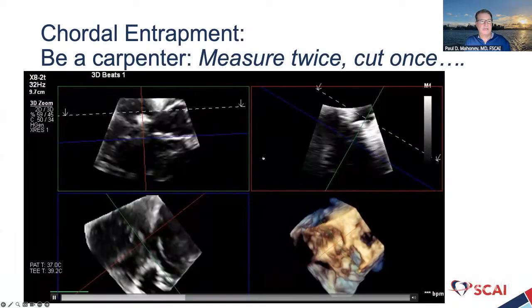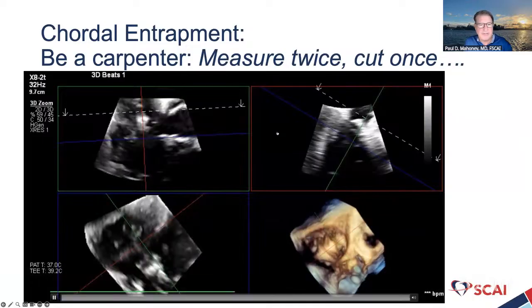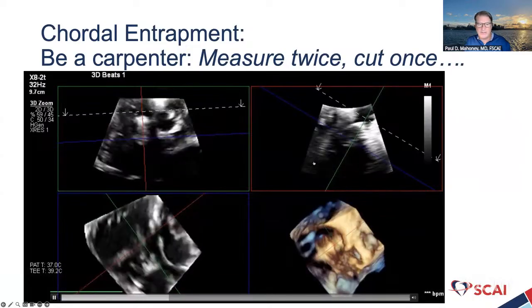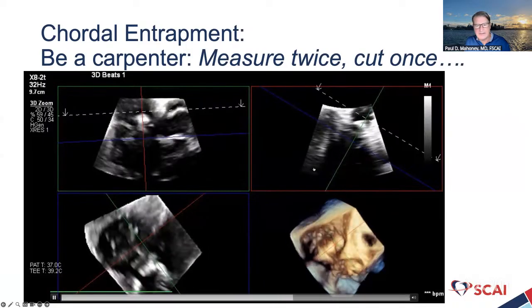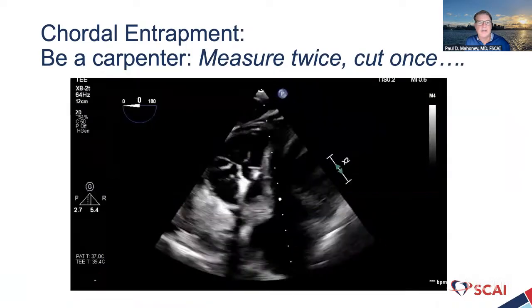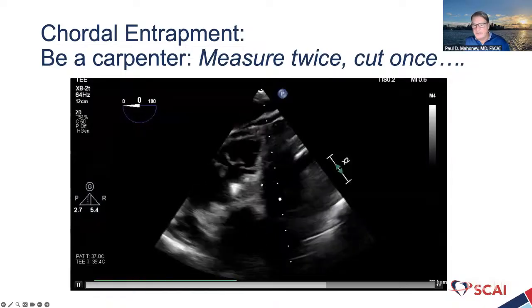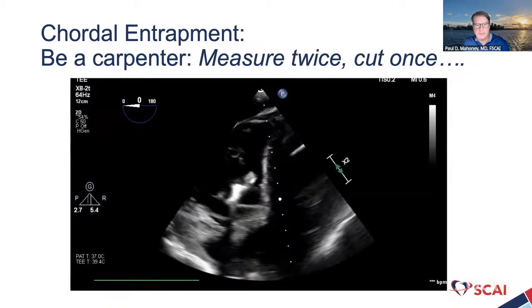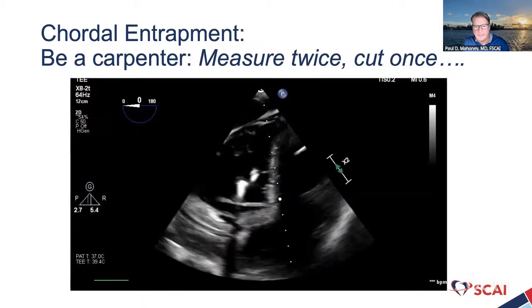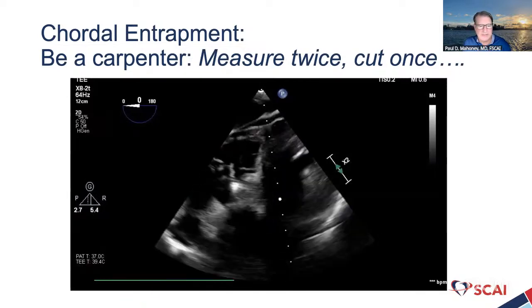There we go. So for chordal entrapment, be a carpenter, measure twice and cut once. Just like Rhonda showed you to beautifully line it up exactly how you want it, make sure you're where you think you are before you deploy it. And we do love the transgastric short axis view to make sure that you're lined up where you want to be and that your angle is orthogonal to the plane of the commissural alignment.